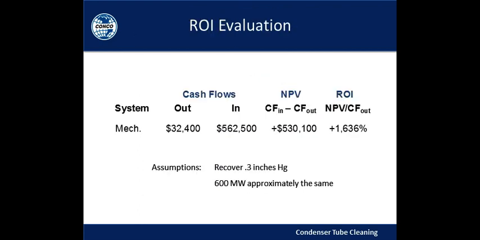For the mechanical cleaning, I put out 32.4, return 562.5. That's $500,000. So the net present value of that investment is $530,000, or a return of 1,636%. That can be measured immediately on return to service. That, in fact, is remarkable. And that's the type of return you should be getting on your projects.